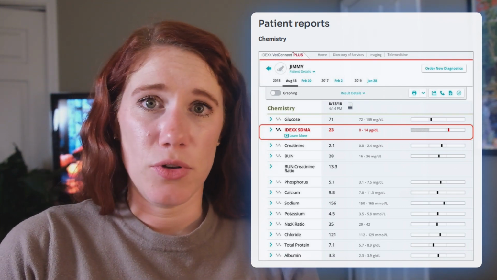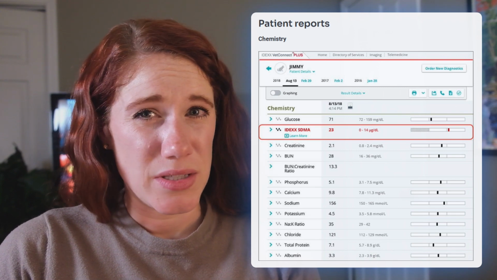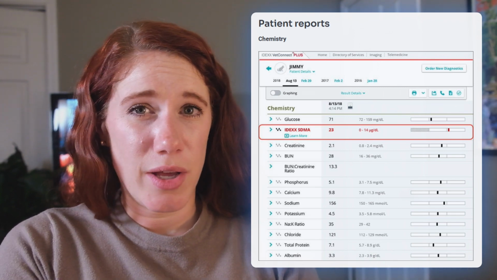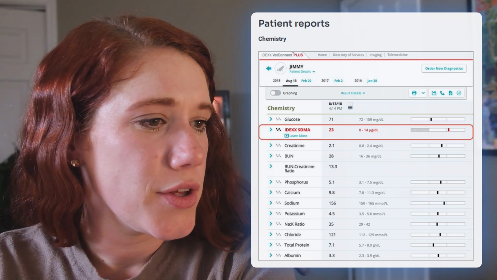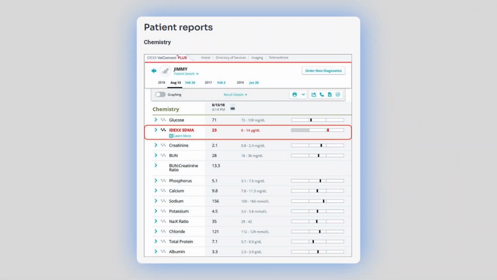Some hospitals, you're able to do things in-house, but it's usually way more expensive. So the best bang for the buck for the client is to send that blood work out. So let's take a look at this blood work. All right, we can see here on Jimmy, our glucose is pretty okay.